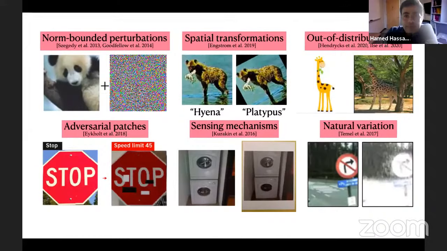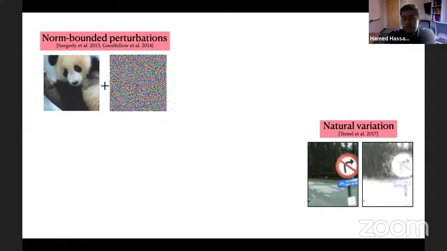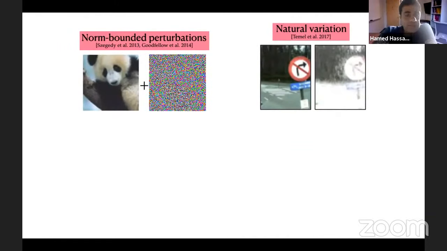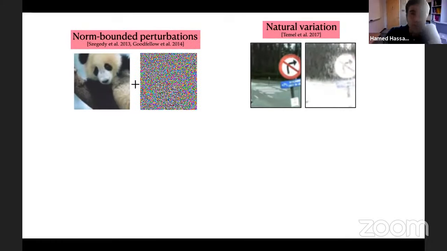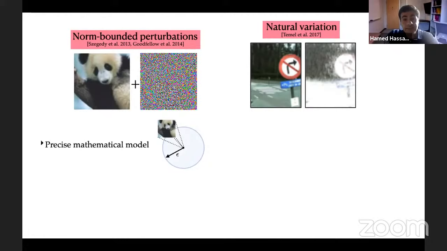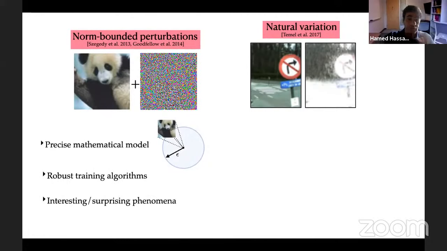All right, so in this talk, I'll focus on both of these challenges: adversarial examples, norm-bounded perturbations, as well as natural variation. The first part of the talk will be about norm-bounded perturbations. For norm-bounded perturbations, we have a precise understanding of the mathematical model behind how these adversarial examples are created. There is a ball, and you choose the worst-case point within the ball. Since we understand the problem mathematically, we have been able to design robust training algorithms to make our learning models robust against this type of example.